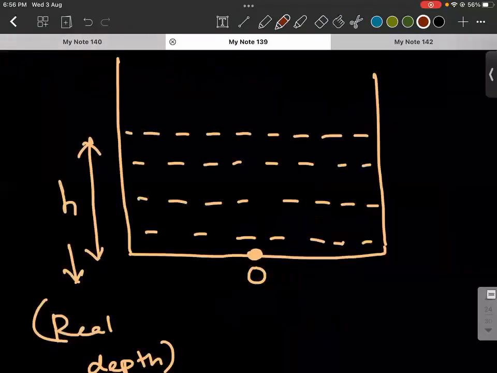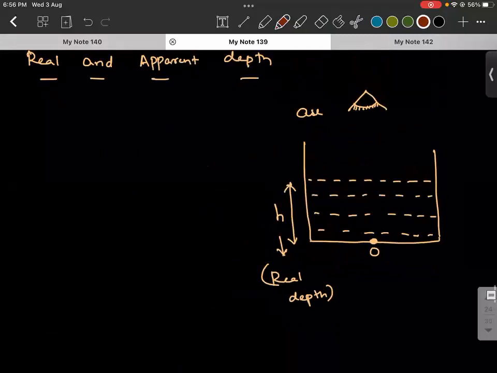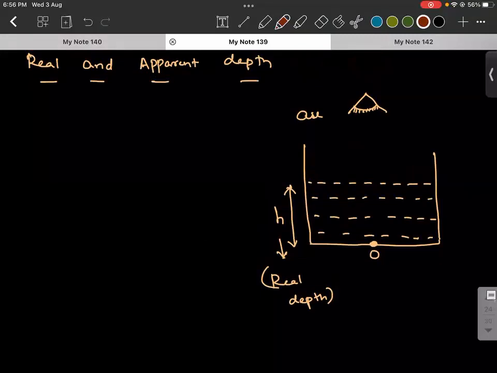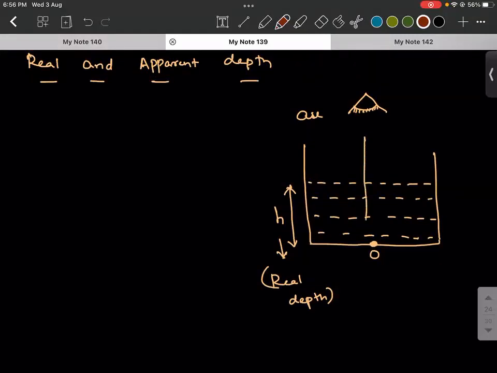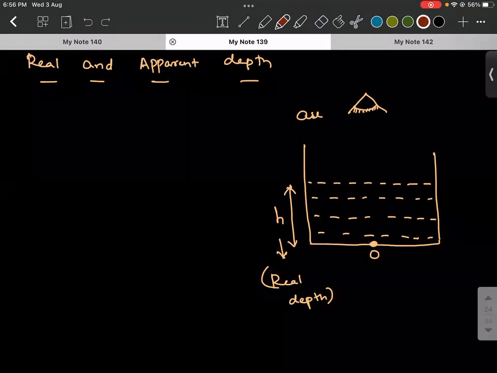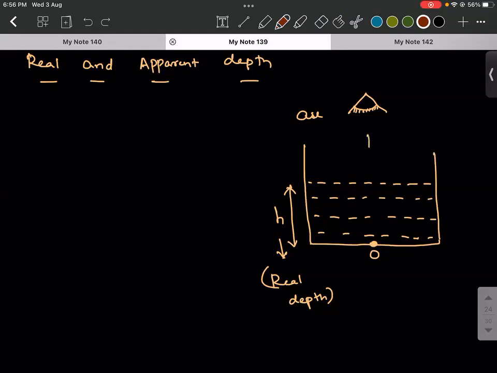So I'll consider one of the rays to be perpendicular to the surface. I repeat, I consider one of the rays to be perpendicular to the boundary. When it is perpendicular to the boundary, we know that the angle of incidence is 0 degrees. Hence, the angle of refraction is also 0, which means it is not going to get deviated at all. This is one of the rays.